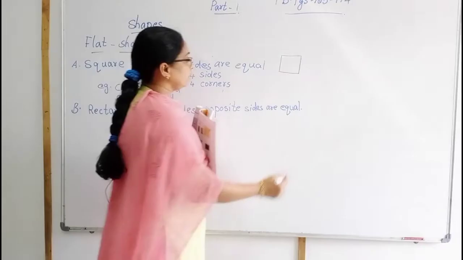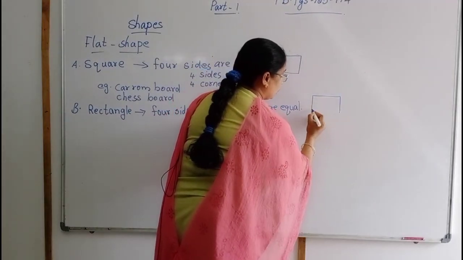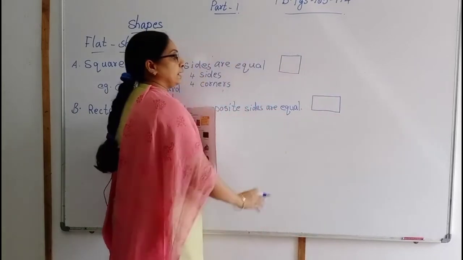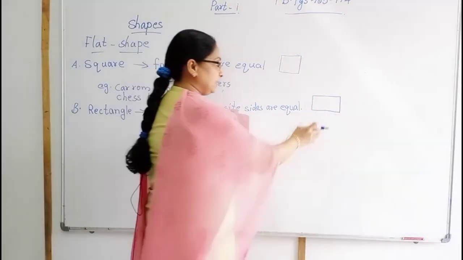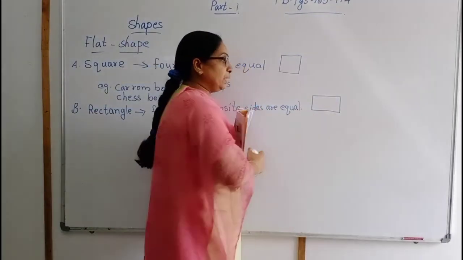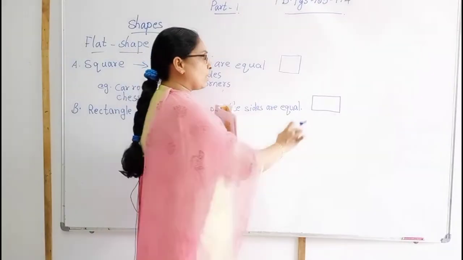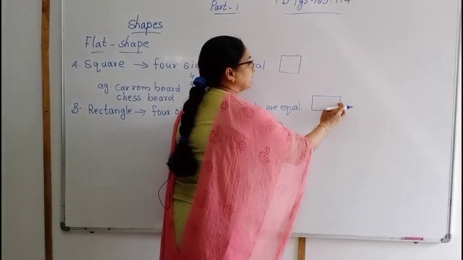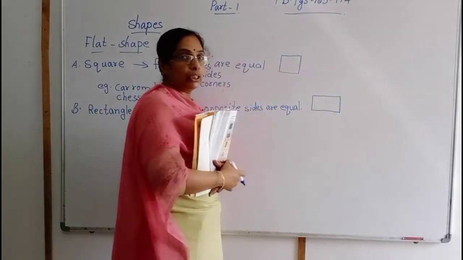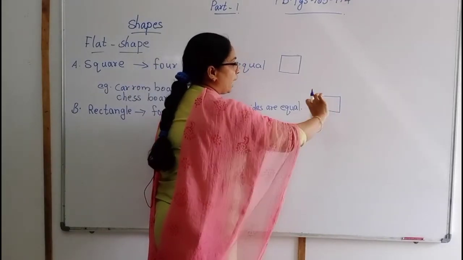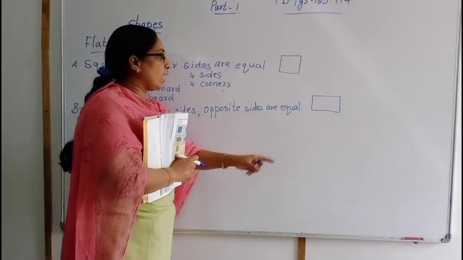See the example, children. Here this is the shape. This is the rectangle shape. This is square shape. Four sides are equal. But in this, two sides, that means opposite sides are equal. All sides are not equal. Here, opposite side. This side and this side are equal. And this side and this side, two sides are equal. That is called the opposite sides are equal.